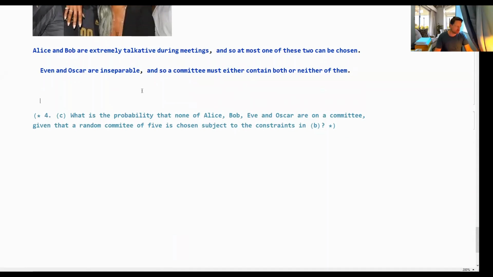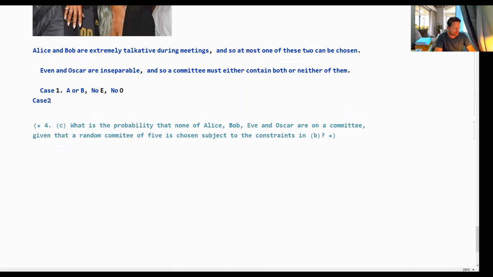Now let's abbreviate these. So let's go case 1. What could we have? We could have A or B, as in Alice or Bob, because you can't have both. So you can have at most one of them. We could have no Eve and no Oscar, because they're inseparable. So that's one case.